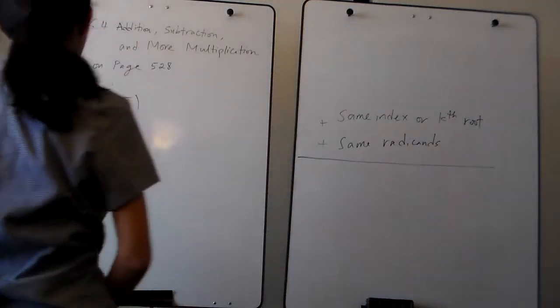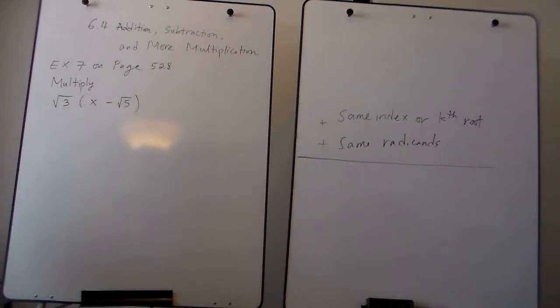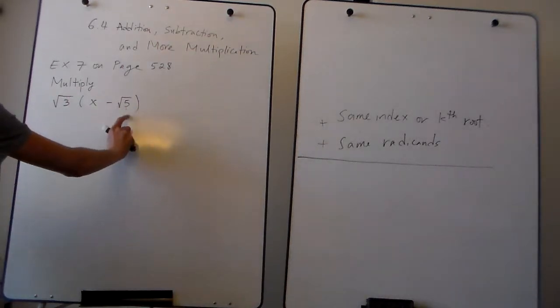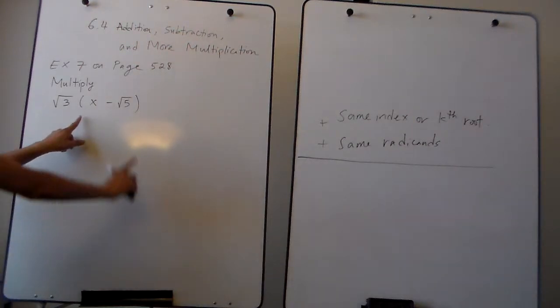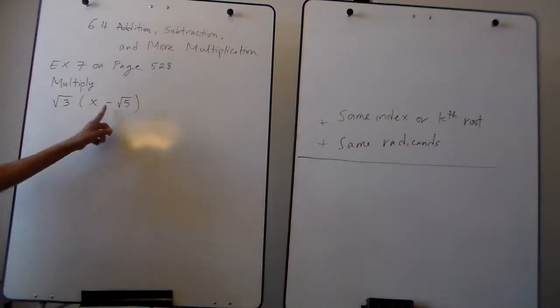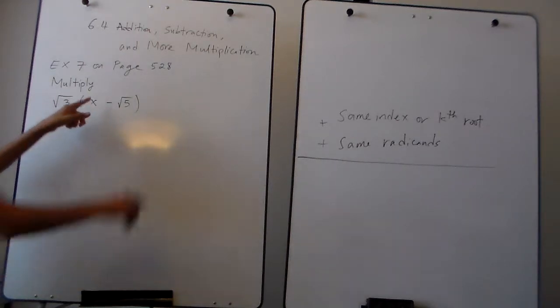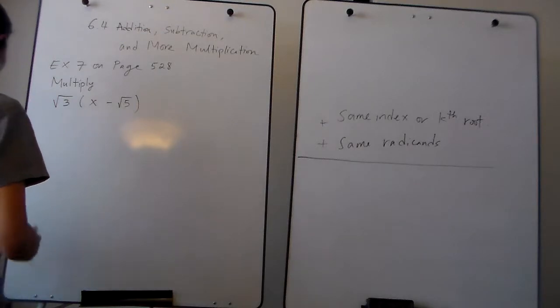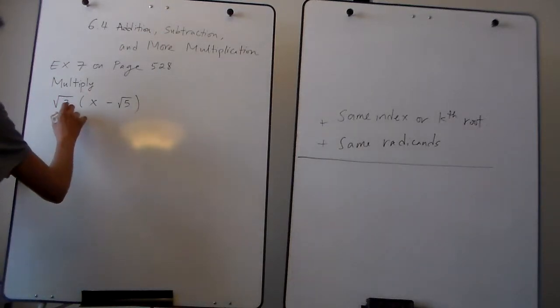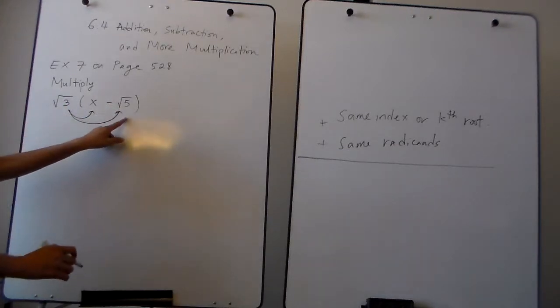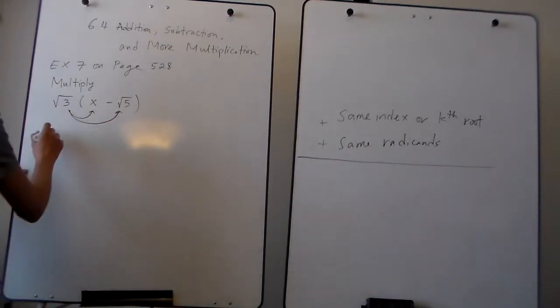Example 7 on page 528, multiply. You see the two factors here: square root of 3, and x minus square root of 5. So this factor multiplies the second factor, and the second factor consists of two terms inside the parentheses. To multiply this, we will distribute. Take the first factor, distribute to each term inside the parentheses.